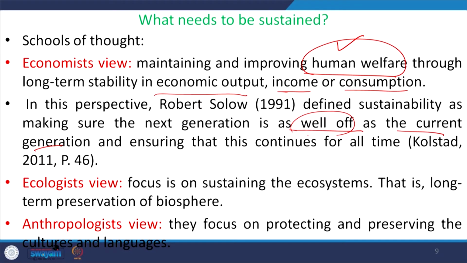And another school of thought talks about sustainability as perceived by the anthropologist. So, for the anthropologist, sustainability means focusing on protecting and preserving the very cultures and languages of the society. When we are maintaining, protecting, and preserving the languages and culture of the society, then we can say that this is sustainability in terms of societal sustainability.